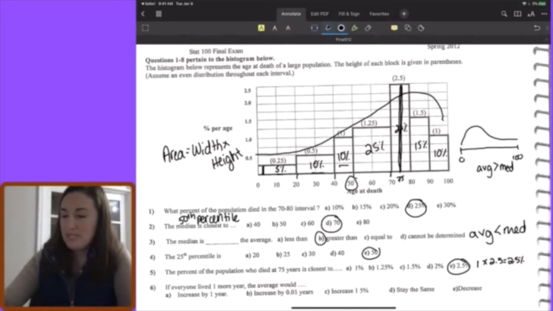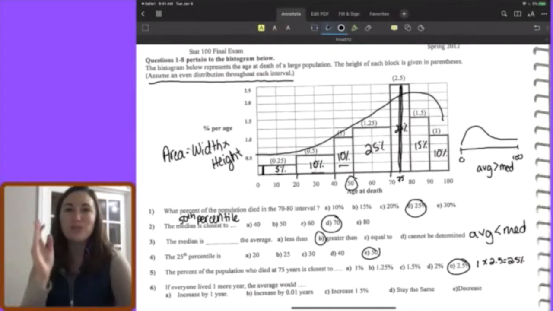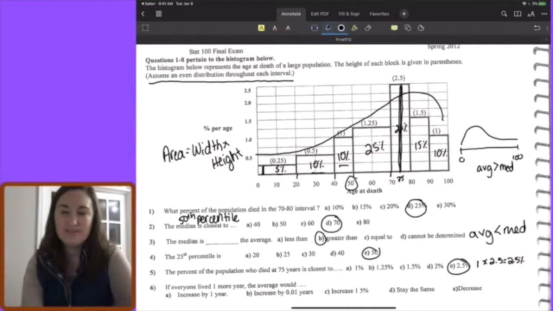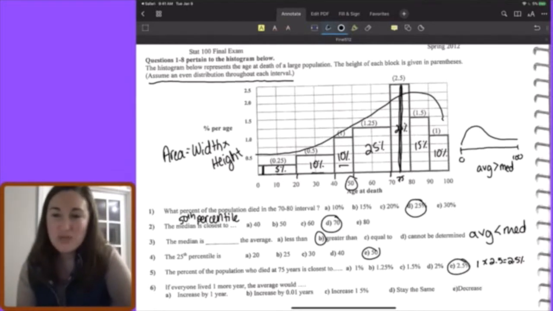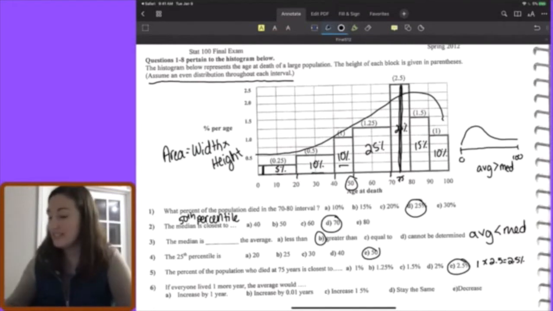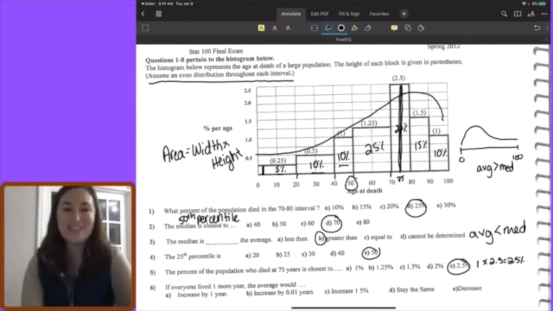So up here it said we want to assume an even distribution throughout the interval. So we're assuming an even amount of people died at each age. Somebody asked, can you also do 25% divided by 10? Yes, for sure. You can take the percentage that we found for each block and then divide that by the length of the interval to get it as well. That's another way to do it.